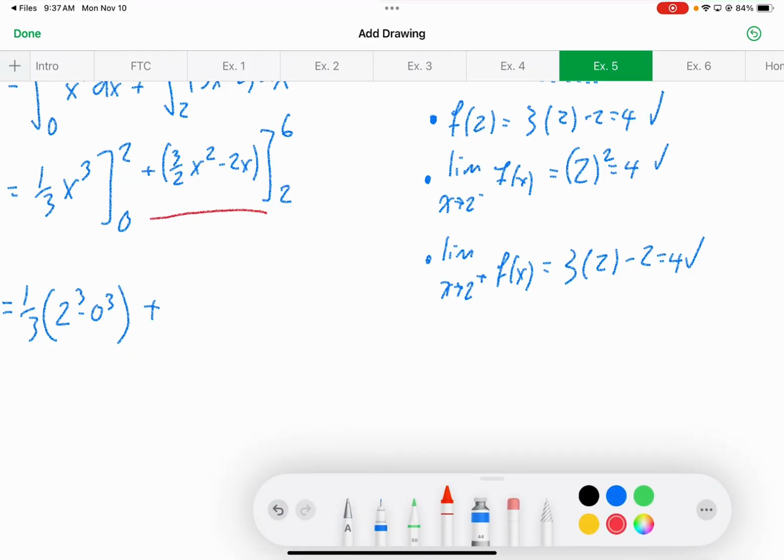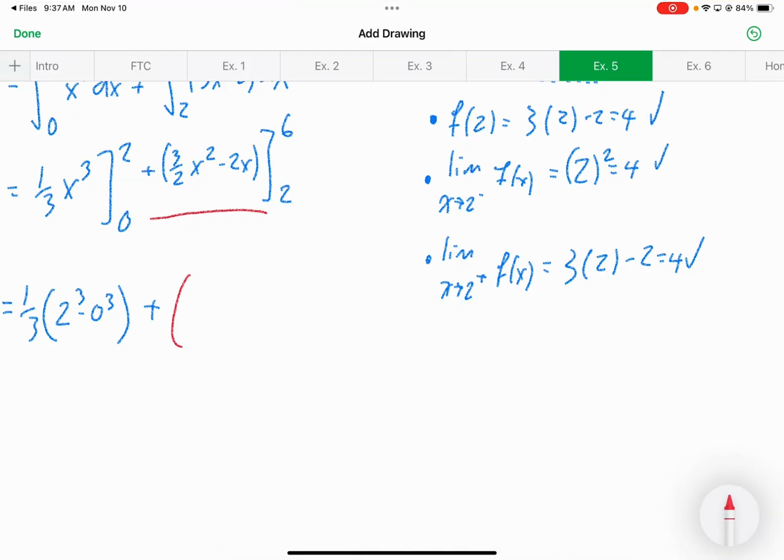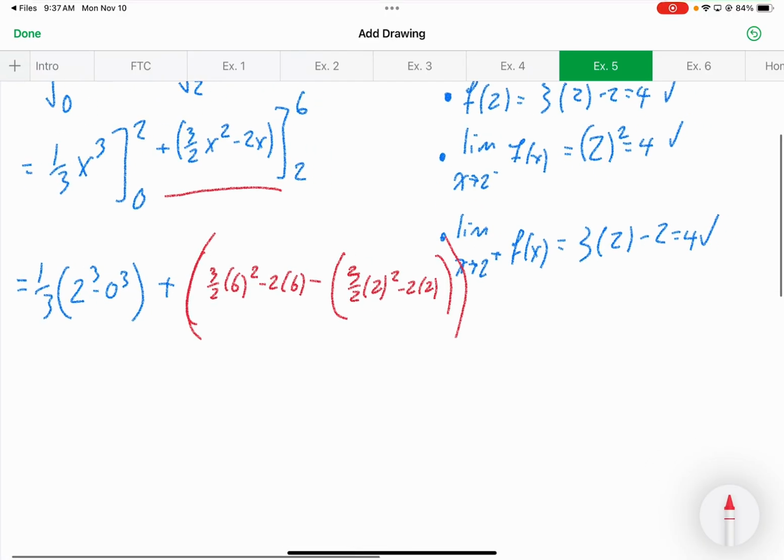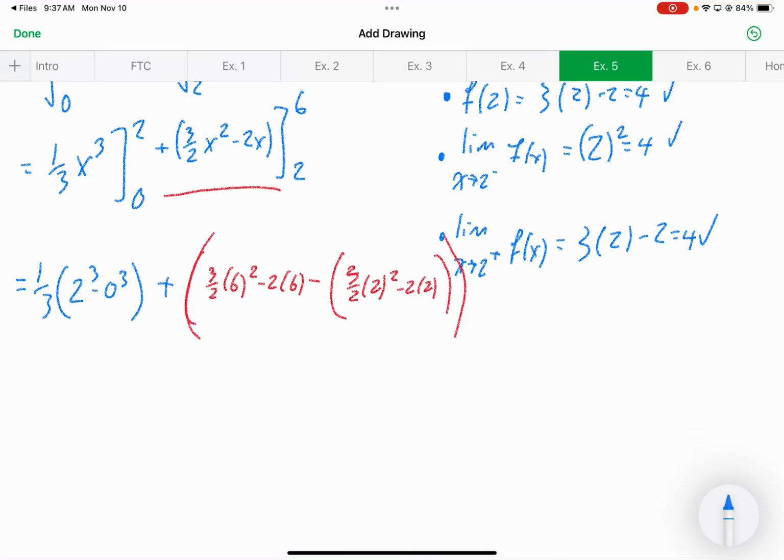Plus, let's write the rest of this in red. All right, there's going to be a lot to write here. So 3/2 times 6 squared minus 2 times 6 minus another set of parentheses. Plug in 2. 3/2 times 2 squared minus 2 times 2. It's a lot to evaluate, but sometimes it's nice to write everything out because you'll find that oftentimes when you're doing definite integrals and you've got more complicated functions, sometimes things cancel out or combine easier than others.